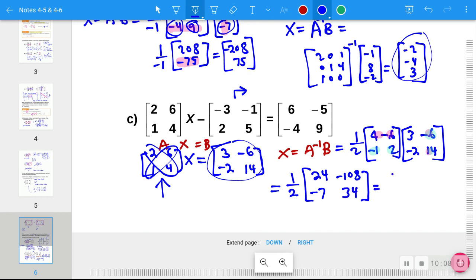Now all we do is take half of these numbers. It's going to be 12, negative 54, negative 3.5, and 17. And that does it for that problem and these notes.